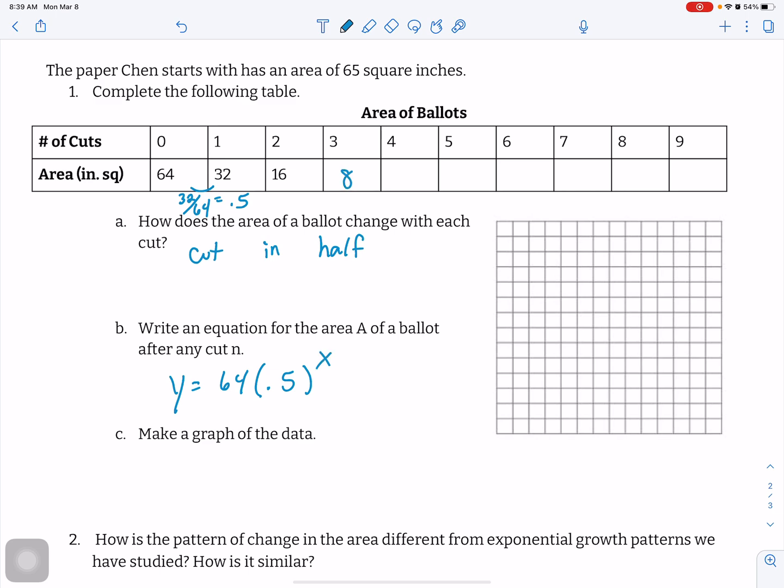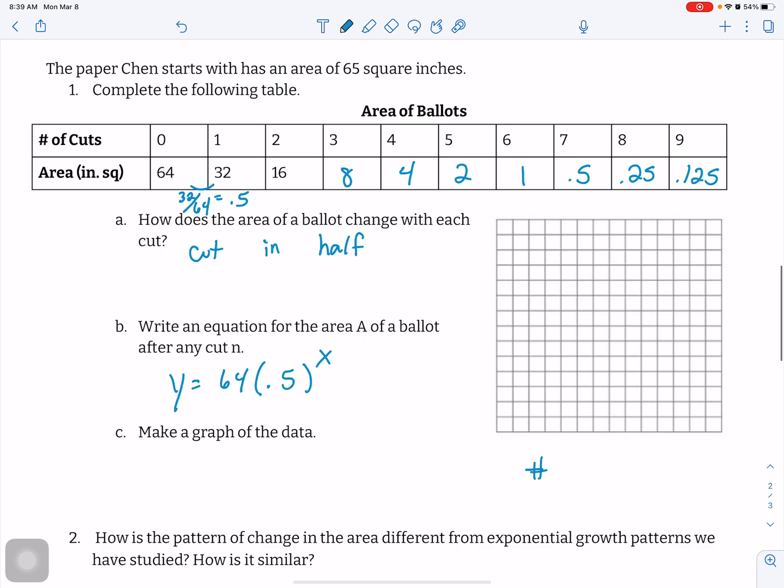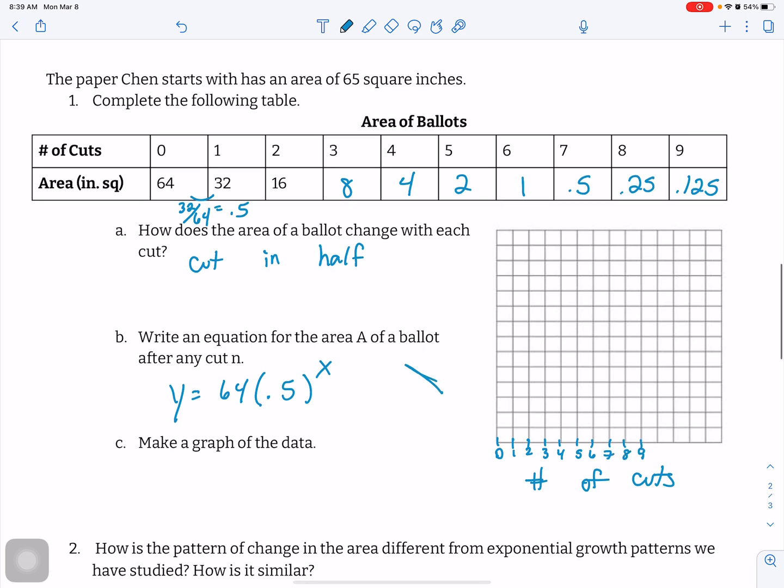And we can fill these in here. Dividing by 2 makes things nice and easy. 2.5 and then 0.125. On our graph, number of cuts is going to be on our x-axis. And I'm just going to go up by 1, starting with 0. And our area, we need to go up to 64. So I'm going to go up by 5s.